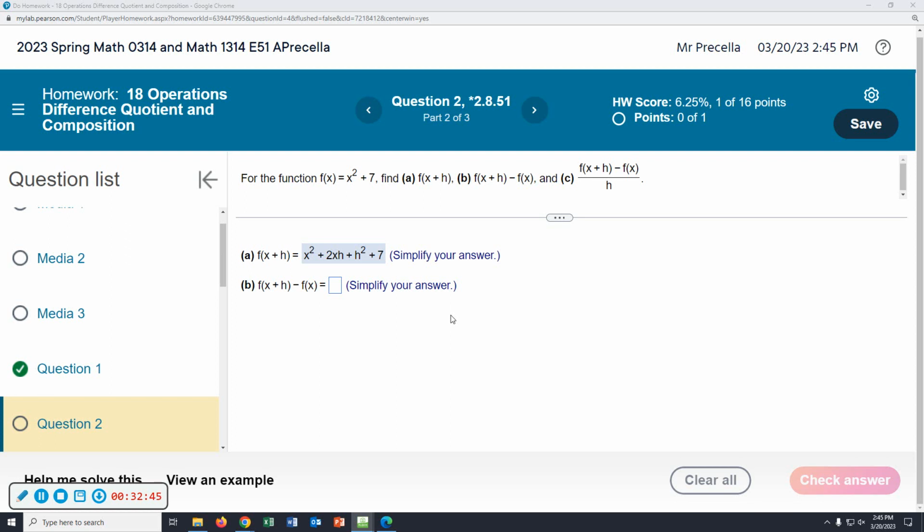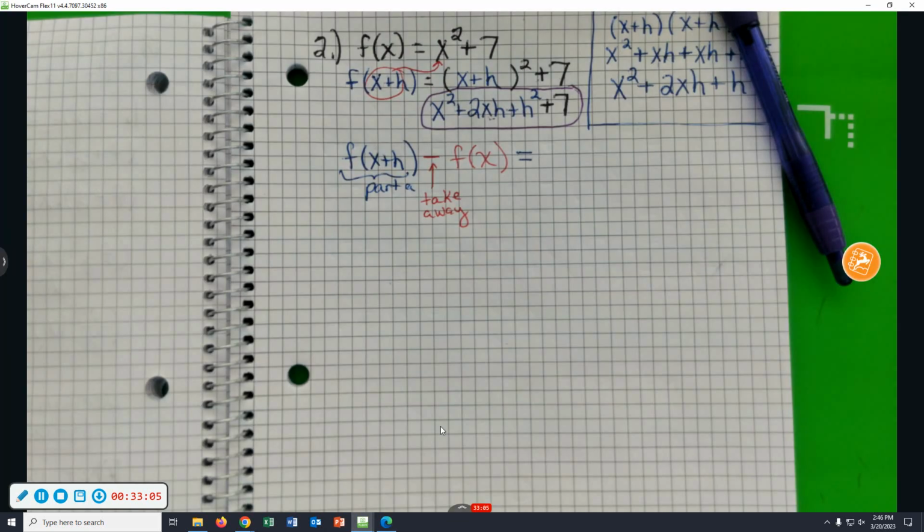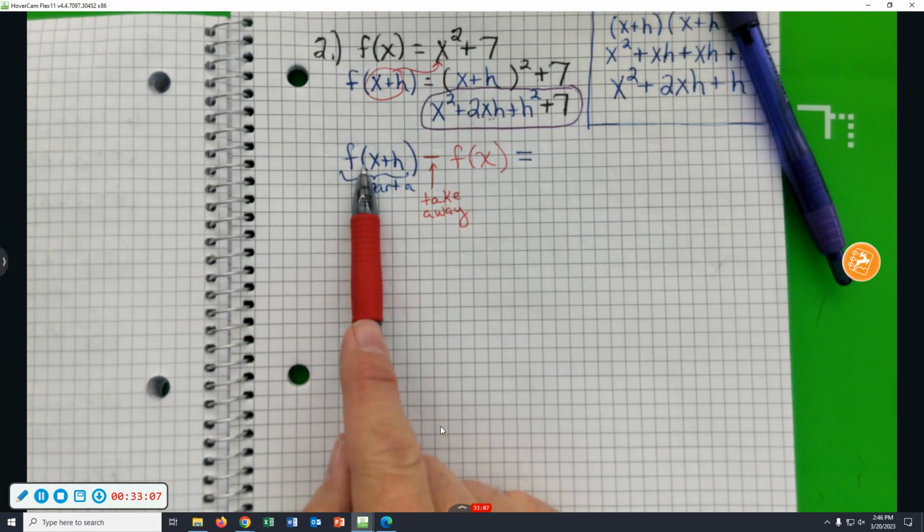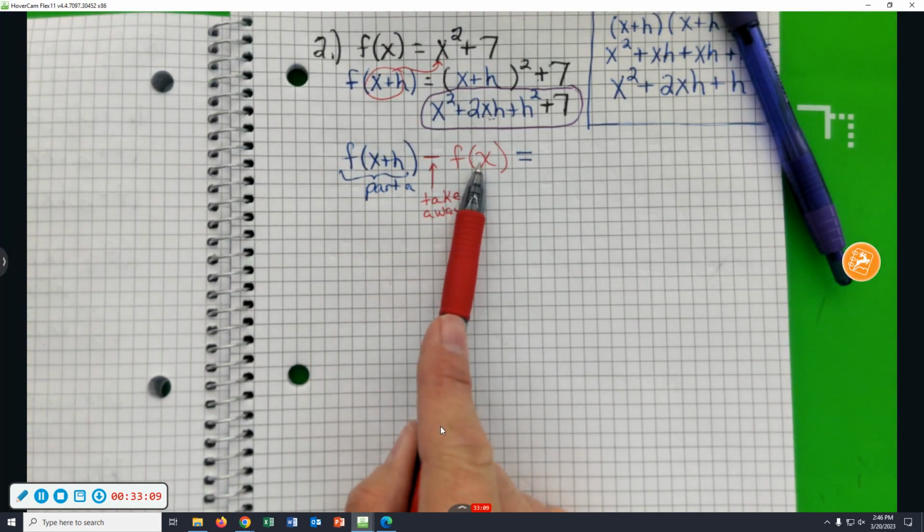Take your answer from part A, and then think of this minus as take away. Isn't that how you first saw subtraction back in elementary school? There. So for f of x plus h minus f of x.